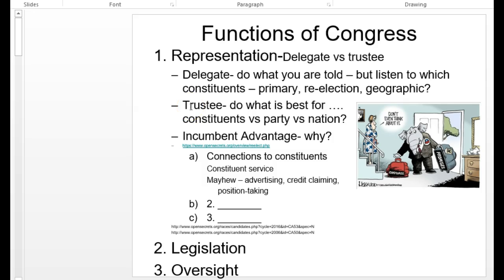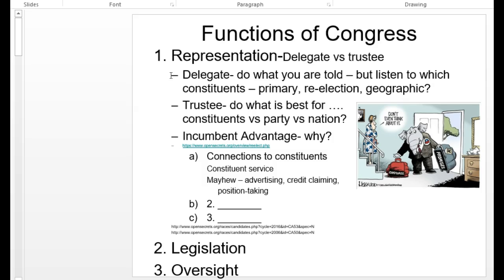In other words, the people that are elected are supposed to, in some sense, represent voters or constituents. But this is certainly not as simple as it sounds. The one big question about what we mean by representation is whether we're referring to what we call a delegate version of representation or a trustee version of representation. A delegate version of representation is the notion that a representative should do what they're told by their constituents.